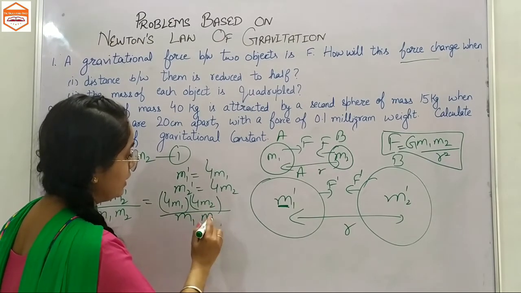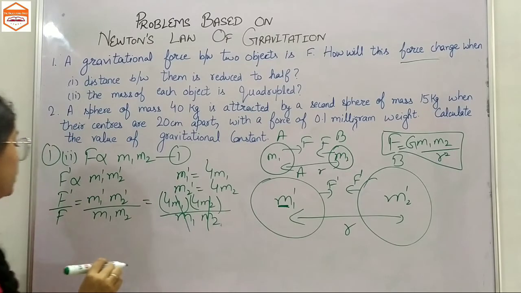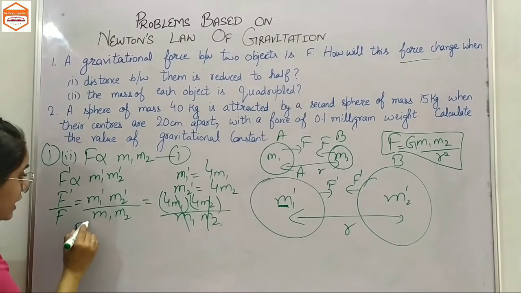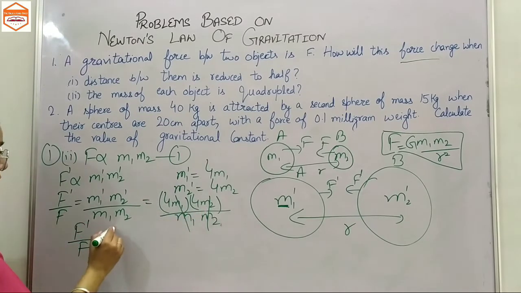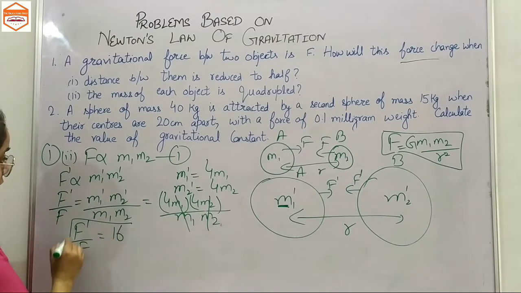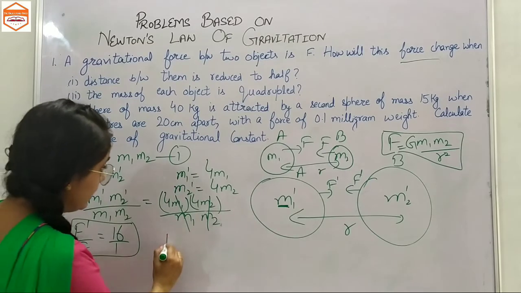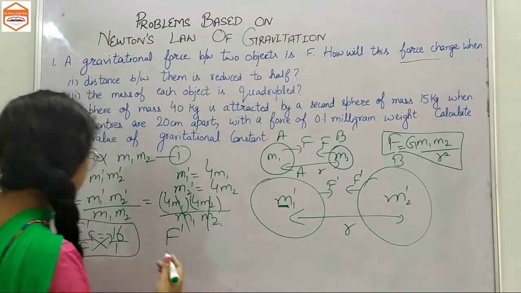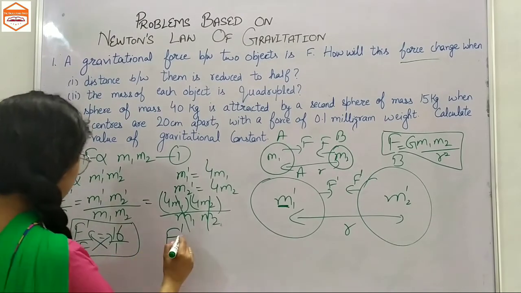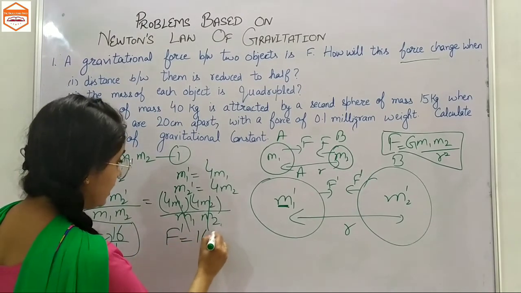Okay, these m1 and m2 would cancel each other. We would be left with F dash over F equals 4 times 4 is 16, and this would be our relation like this. Of course, the cross multiplication would be here like in the previous one. There would be F dash equals 16 times F.